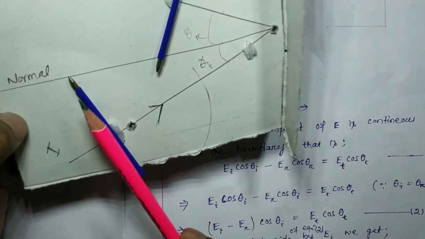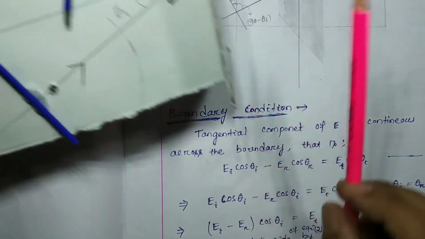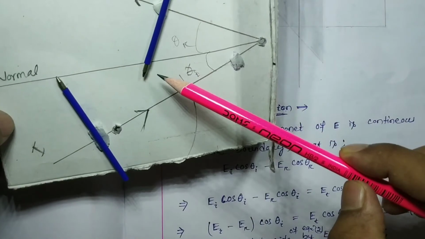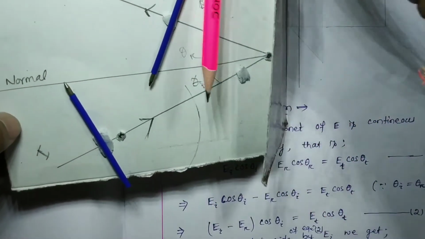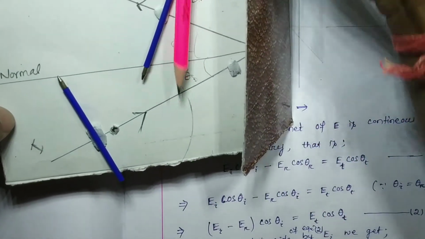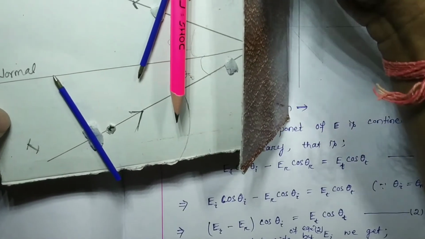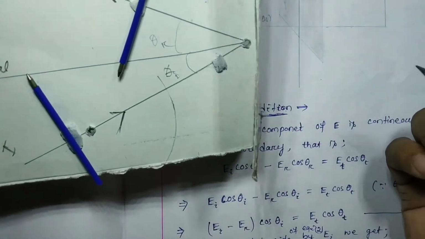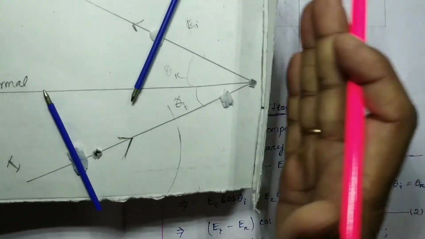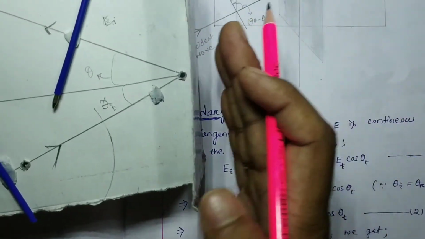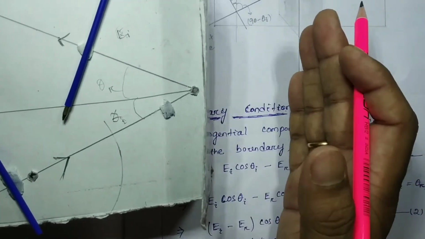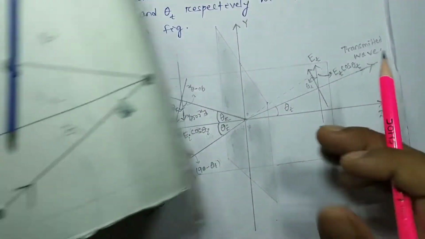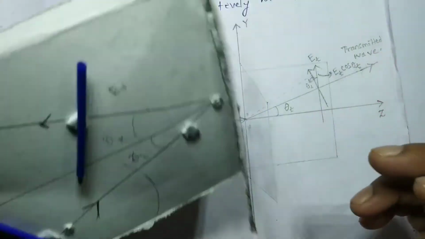How it will be EI cos theta, I am going to explain in the figure. You just wait. EI cos theta plus ER cos theta we have to write, but as it will be directed towards the negative y-axis, it will be minus ER cos theta, equal to ET cos theta, the parallel component of the transmitted wave. The detailed mathematics I am going to explain in the figure. You just watch carefully.